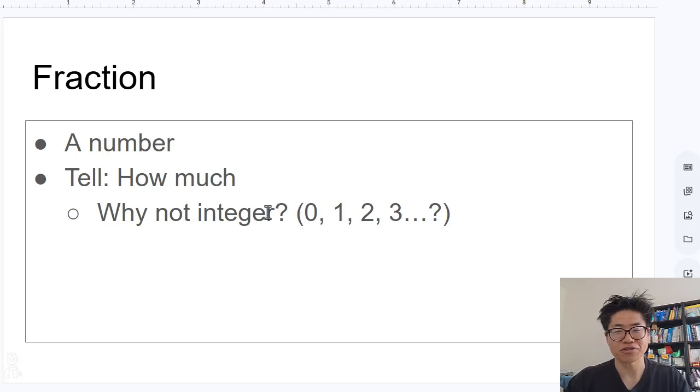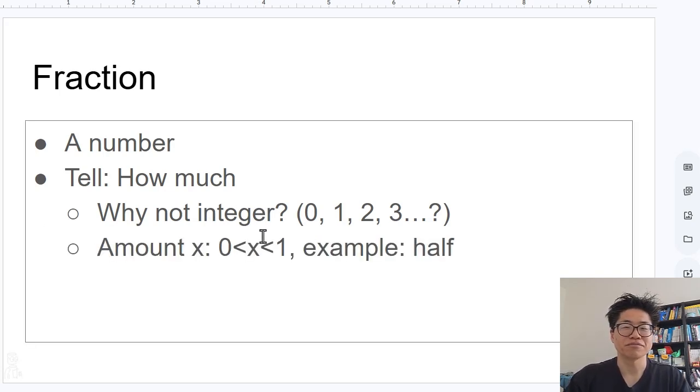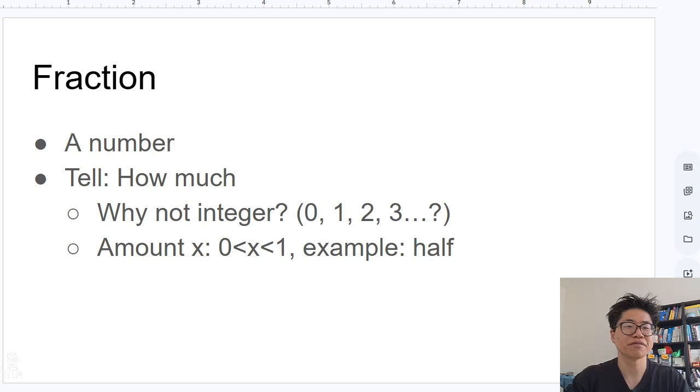Then why not integers? Then we can say 0, 1, 2, 3, but the problem with 0, 1, 2, 3 is that sometimes I want to say something larger than 0 but smaller than 1. For example, I want to say half. This kind of thing I cannot say with 1, 2, 3, so I want to say half or 1/3. That's where the fraction comes in.